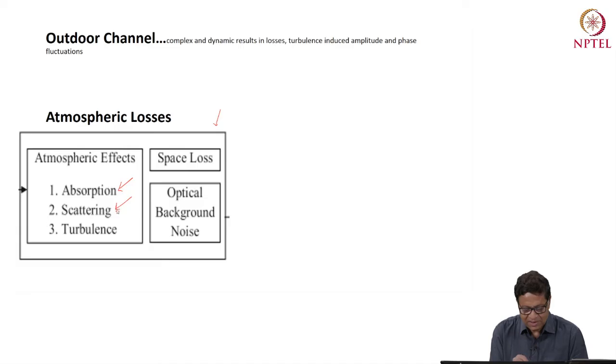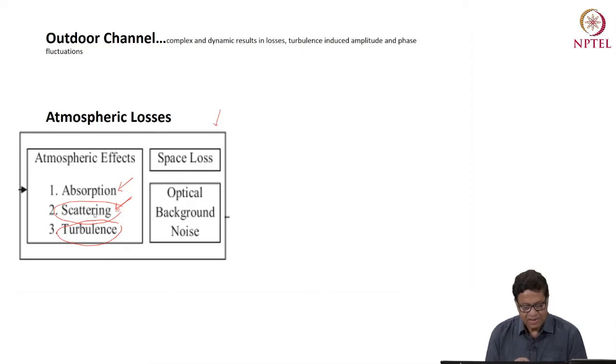So depending upon the size, because the atmosphere has molecules, gases and aerosols, they all have different sizes, and their concentration is different. So this is going to have an important role in free space optics. And then turbulence. All these things we will study in quite some detail.